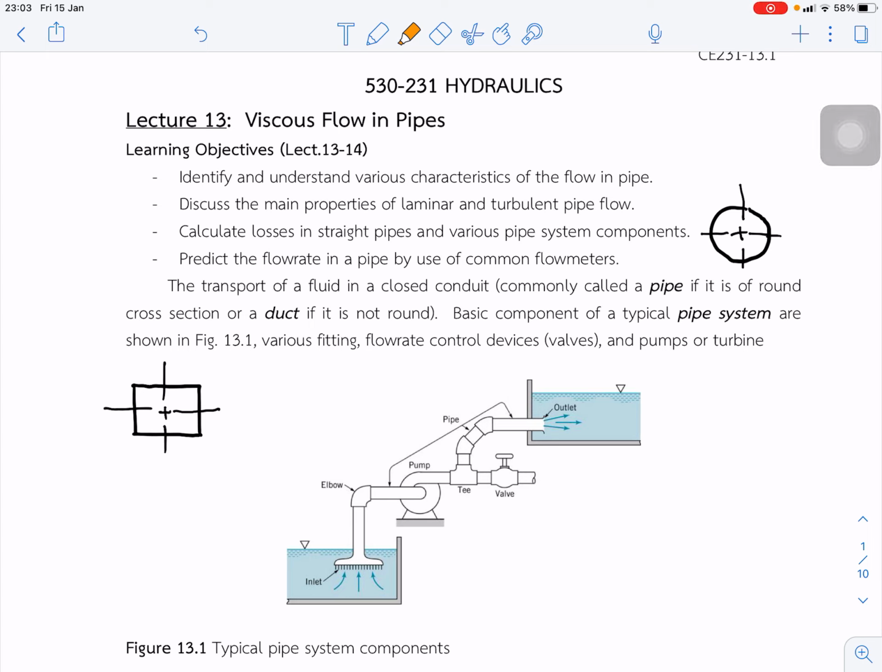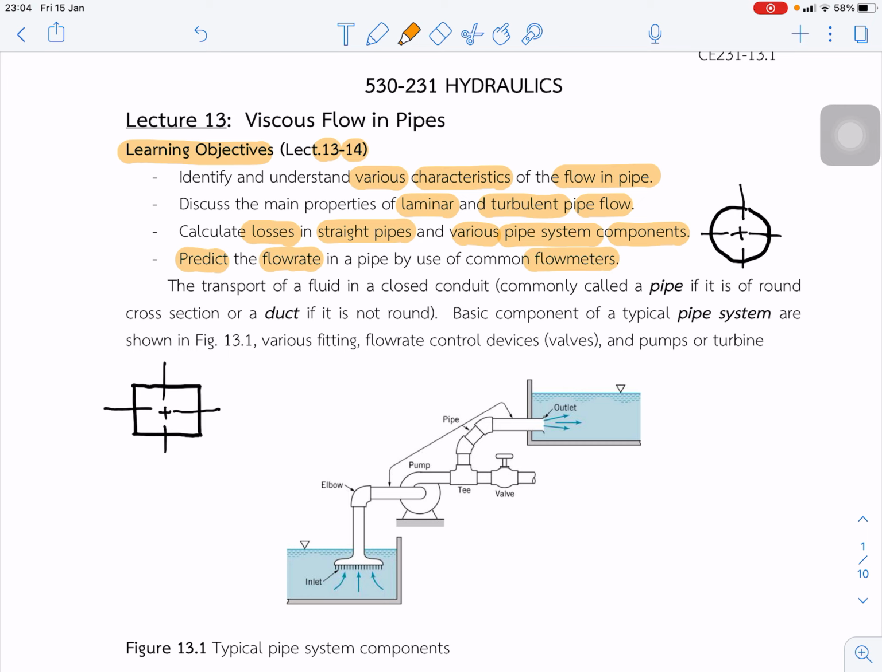Lecture 13, Viscous Flow in Pipes. The learning objectives of Lectures 13 and 14: first, identify and understand the various characteristics of the flow in the pipe. Second, discuss the main properties of laminar and turbulent pipe flow. Third, calculate loss in a straight pipe and various pipe system components. The last one is to predict the flow rate in the pipes by using the common flow meter.